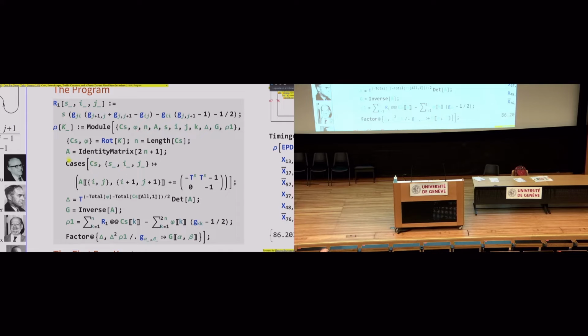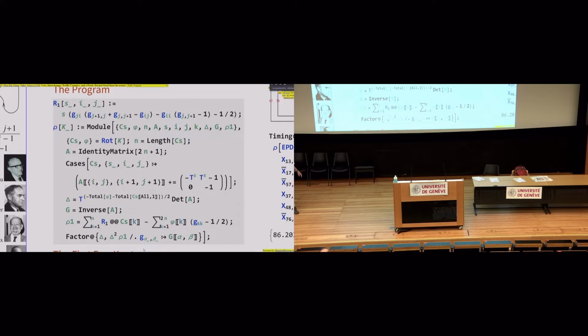Then within the list of crossings, every time you see an Sij, you take the matrix A in rows Ij and columns I plus 1 and J plus 1, and you add there the block written here. I'm literally just repeating the definition of the invariant. Then I set delta to be the determinant of A, essentially. I set G to be the inverse of A.